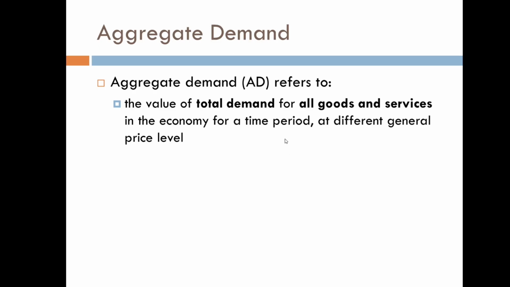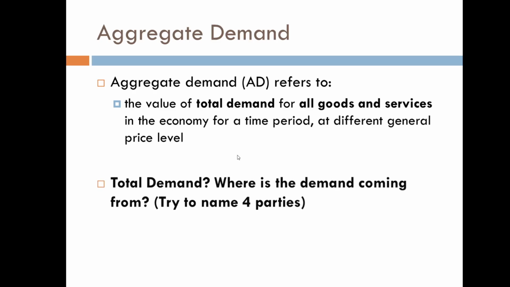So it's very similar to demand that you have learned in microeconomics, but now it's the total demand for all goods and services. And we change from a single price, like the price for that one single good, to the general price level. And here's the question. When we think about total demand, where is the total demand coming from? Can you just name 4 parties where the total demand comes from?